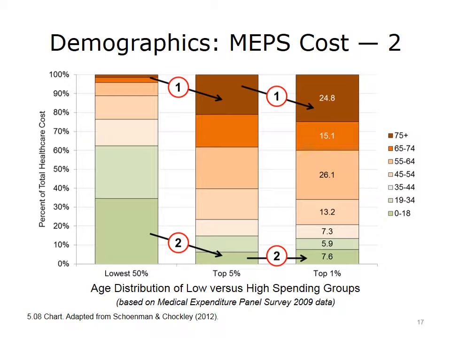The last bar indicates that the top 1% of spenders are mainly from 55 to 64, 65 to 74, and 75-plus age bands. Arrow 1 shows the increasing amount of 75-plus age group members in the top utilization groups, while Arrow 2 shows a reverse trend for the 0 to 18 age group. This chart is constructed based on the 2009 Medical Expenditure Panel Survey data.